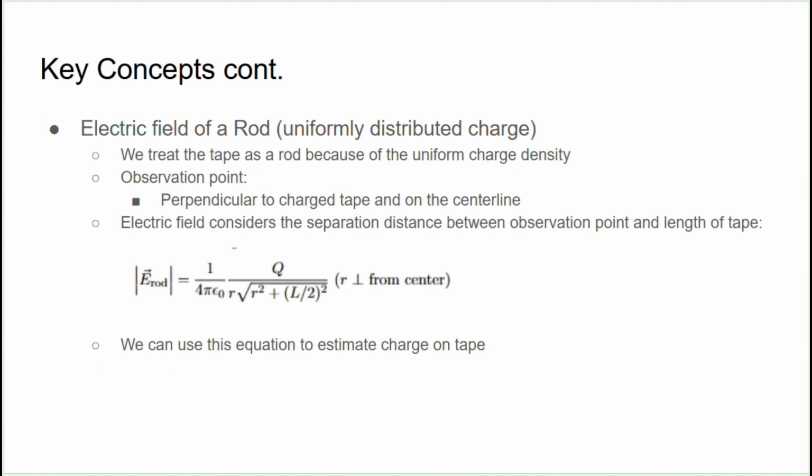We also had to use the electric field of a rod, or uniformly distributed charge, and we treat the tape as a rod because of the uniform charge density. The observation point is perpendicular to the charged tape and on the center line, so the electric field considers the separation distance between the observation point and the length of the tape. So our equation is E rod is equal to K times Q over r times the square root of r squared plus (L over 2) squared, where r is perpendicular from the center. We use this equation to estimate charge on tapes.